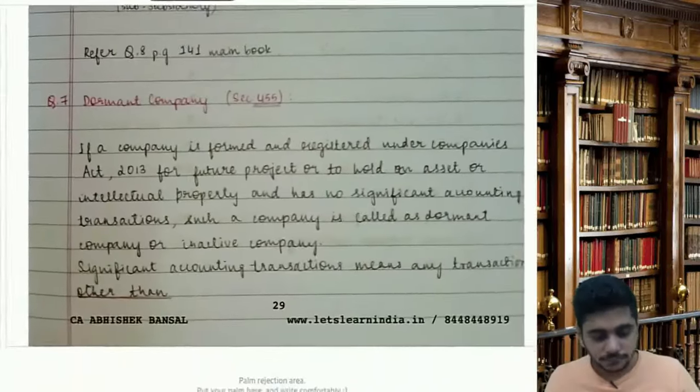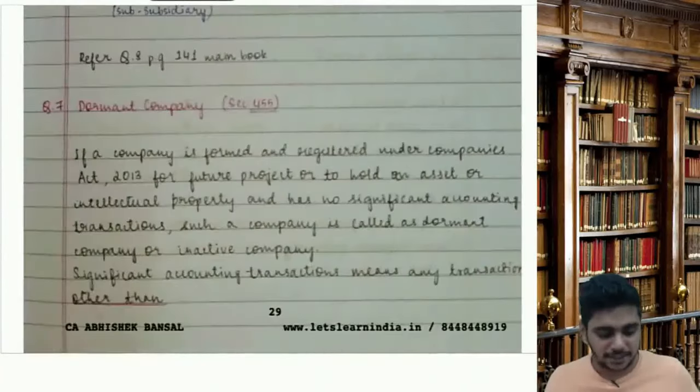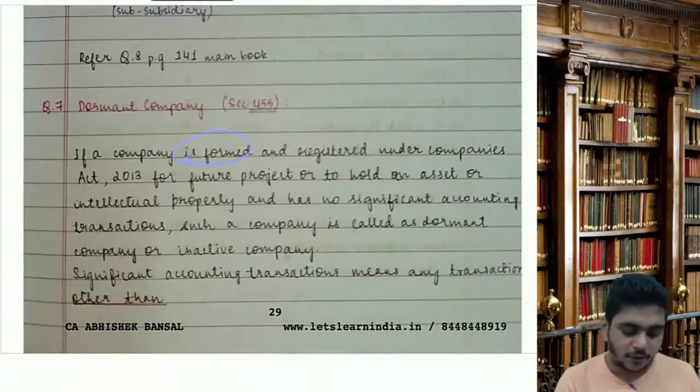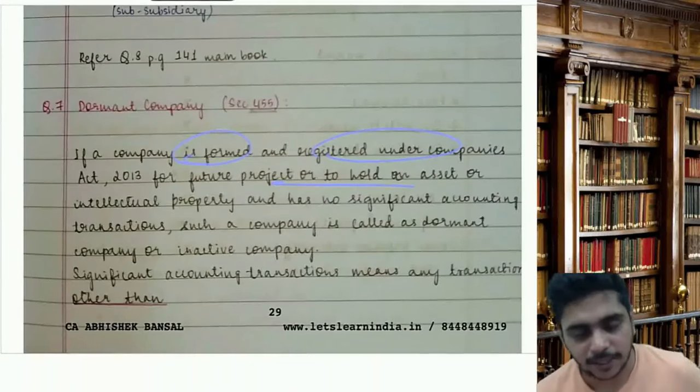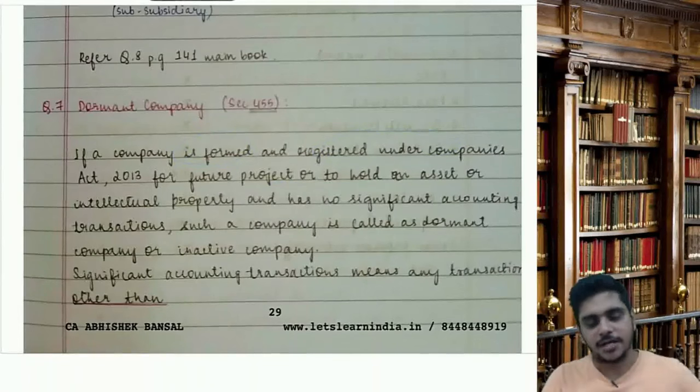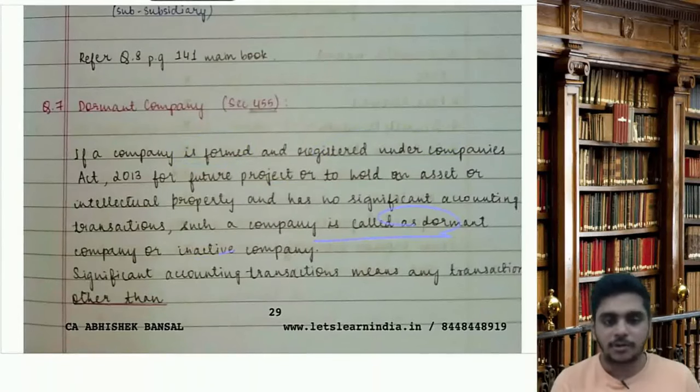Okay. Then dormant company, section 455. If a company is formed and registered under the Companies Act for a future project or to hold an asset or intellectual property and has no significant accounting transaction, then such a company is called a dormant company or inactive company.